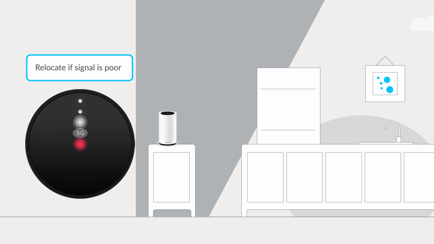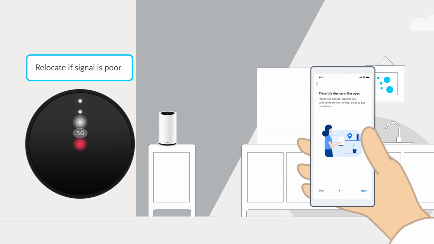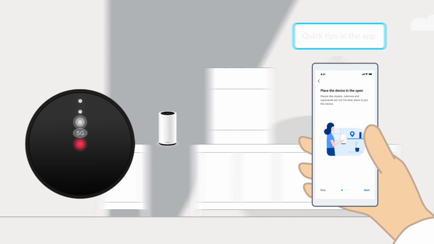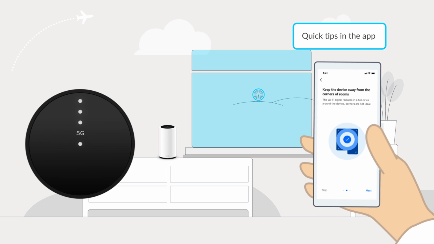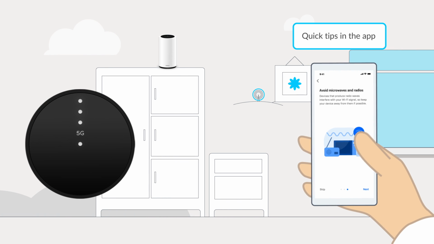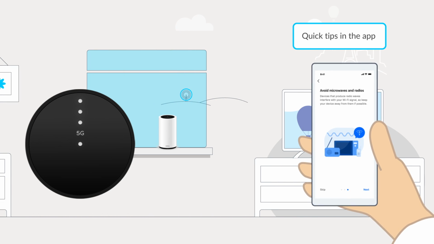A red status light indicates that the Gateway has a bad signal. If that happens, simply switch off the Gateway and move it to a better position, beside a window, somewhere higher, or on the other side of your home.